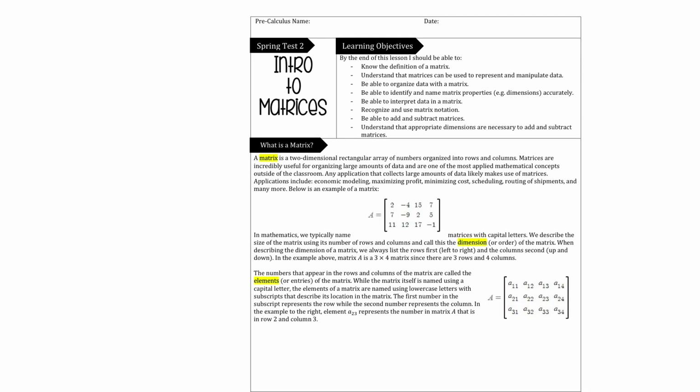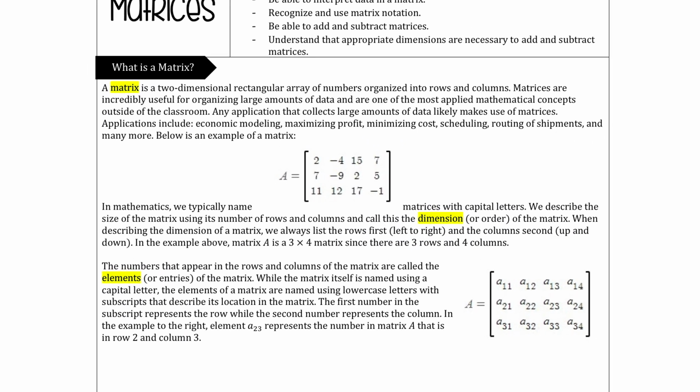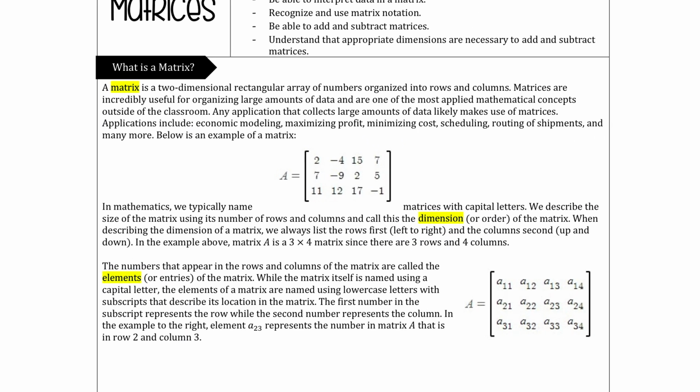Essentially, a matrix is a way of organizing information, and it consists of a number of rows and a number of columns. Rows go horizontal, so in this matrix, matrix A, you have 3 rows and 4 different columns. Each number inside this matrix is called an element.